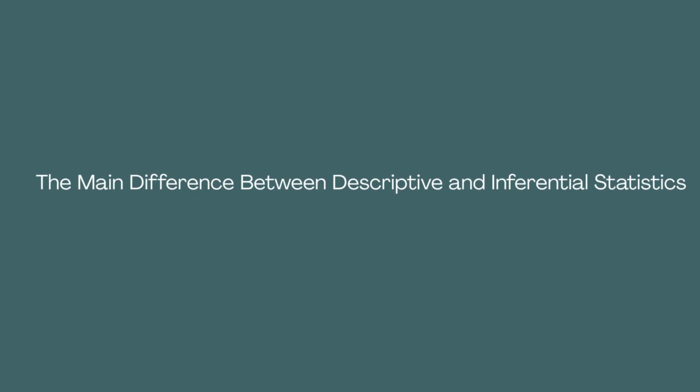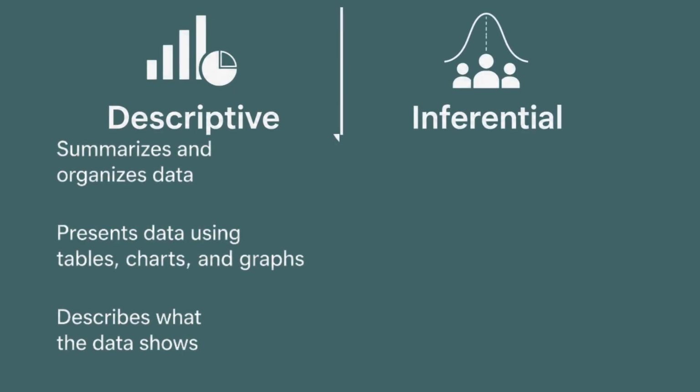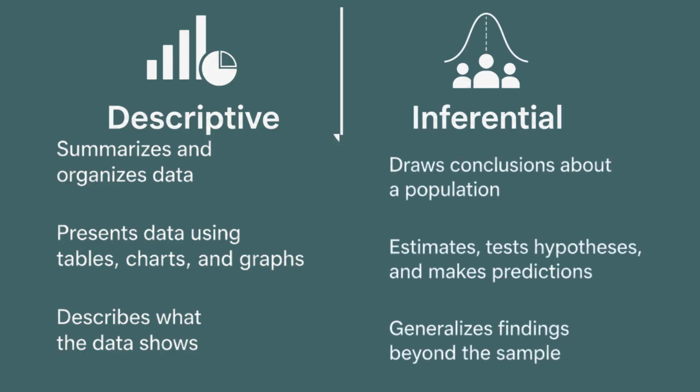The main difference between descriptive and inferential statistics. Descriptive statistics is used to describe the data that has already been collected. It summarizes the dataset without making any conclusions beyond that data. Inferential statistics is used to make conclusions about a larger population using data collected from a sample. It allows researchers to estimate population characteristics, test research hypotheses, compare groups, examine relationships, and make predictions.